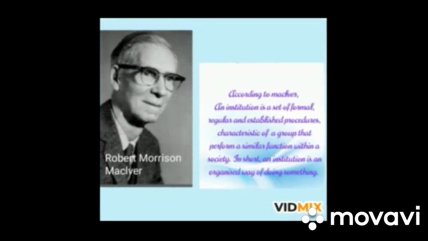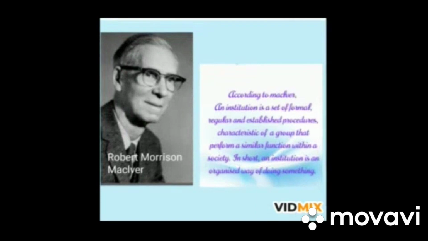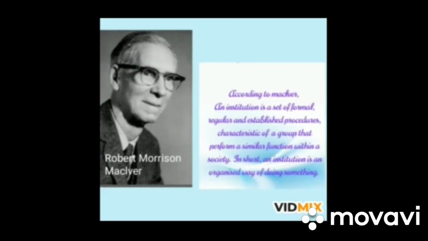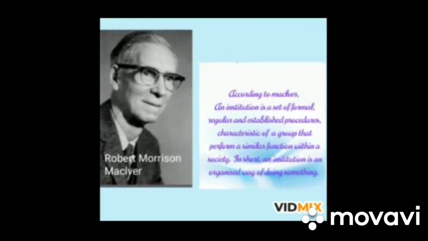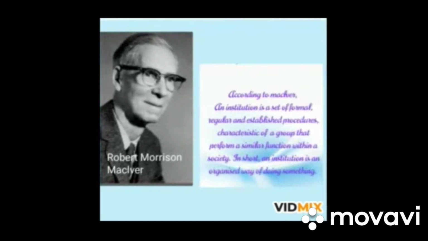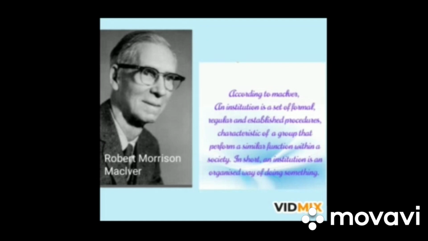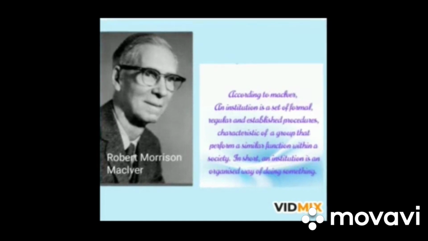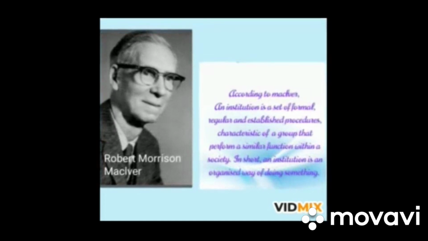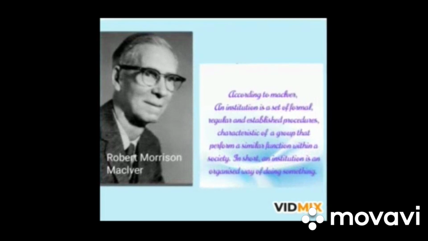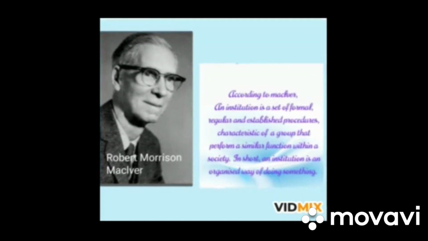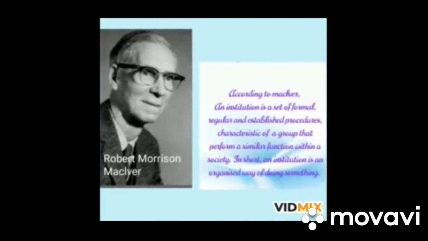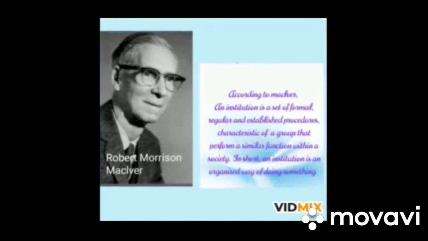Now let us define social institutions. According to MacIver, an institution is a set of formal, regular, and established procedures, characteristic of a group or a number of groups that perform a similar function within a society. In short, an institution is an organized way of doing something.